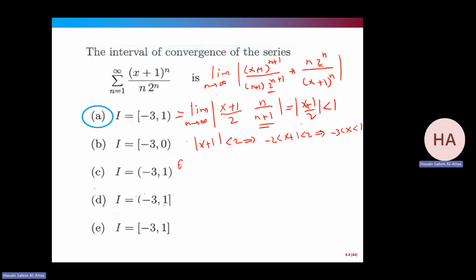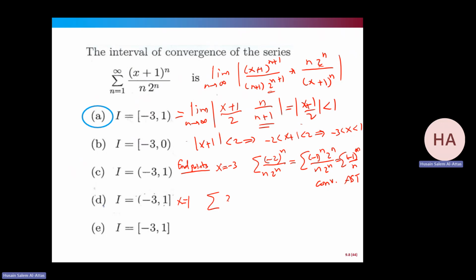Okay, endpoint. Check the endpoint. I'm getting the same thing again and again. So x equal minus 3. What will happen? Minus 3 plus 1 will be minus 2, to the power n over n 2 to the power n. That will be minus 1 to the power n, 2 to the power n, n to the power n, which is this one. We know it will converge. Alternating series test. We know it. Alternating harmonic, okay? X equal 1. That will be the summation of 2 to the power n over n to the power n. This series diverges, harmonic.